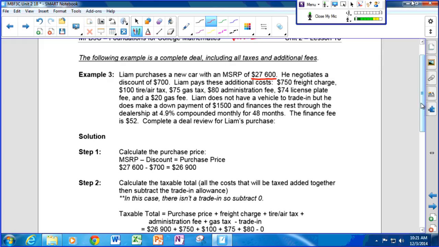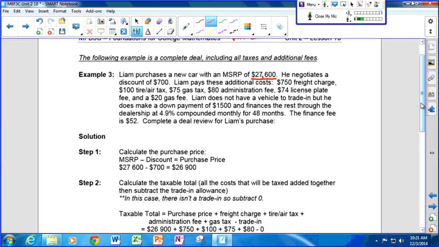$27,600. I don't know if I mentioned this before, but the new way of formatting numbers puts a space between the groups of 3 digits. A lot of us grew up with a comma there, and it's perfectly acceptable to do either one. So, MSRP of $27,600. He negotiates a discount of $700. Okay, so he pays below MSRP.